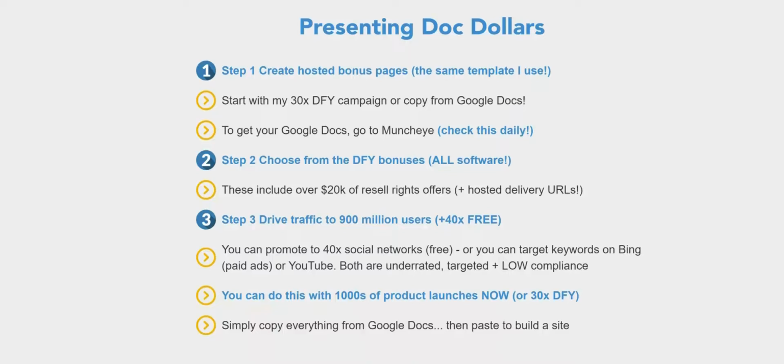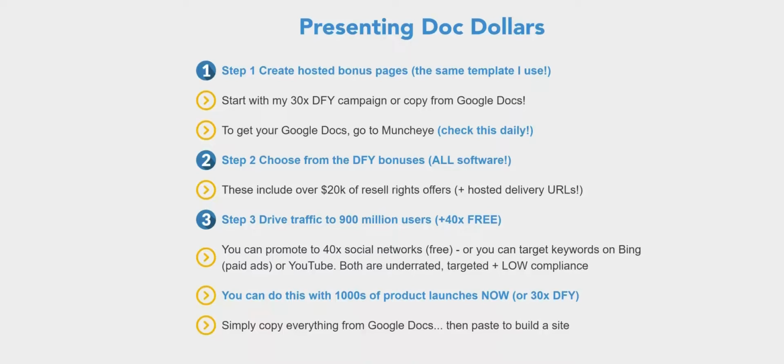And there's actually 900 million users across these different 40 socials. So if you just want to kind of quickly start getting traffic to your pages, then you can do that by sharing to these 40 social networks. And you can also promote on Bing and YouTube as well. And I will go through Bing separately and I'll talk about YouTube pretty much throughout all of these videos because it is a great traffic source.